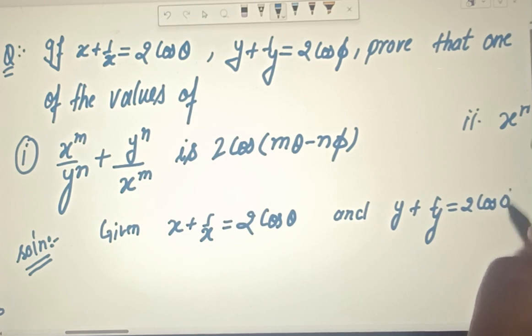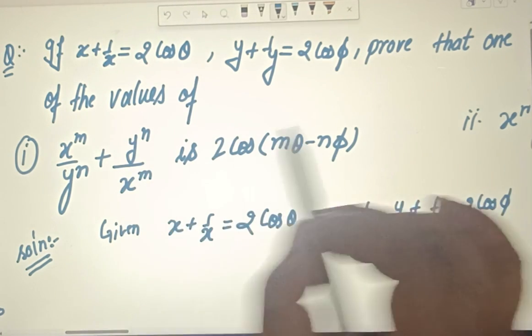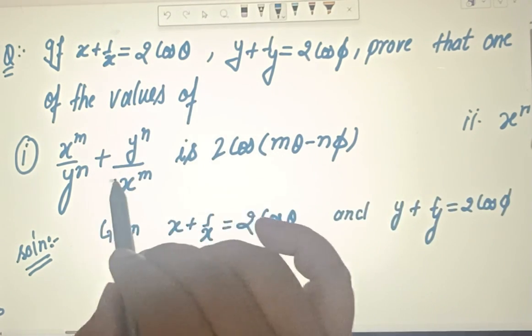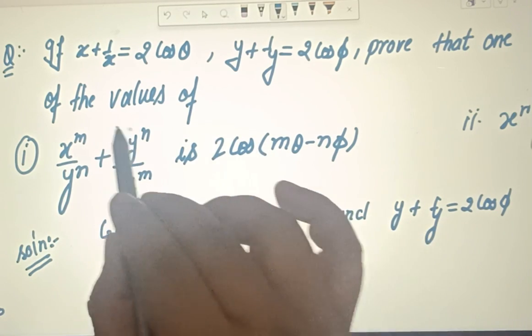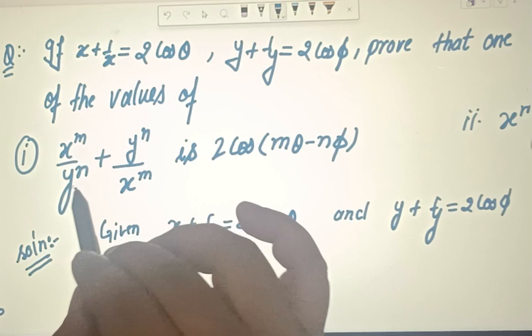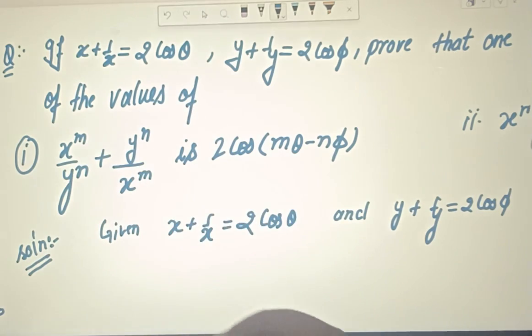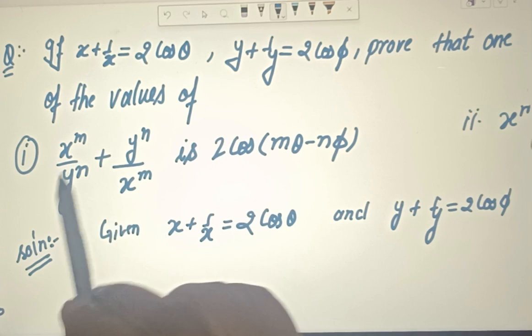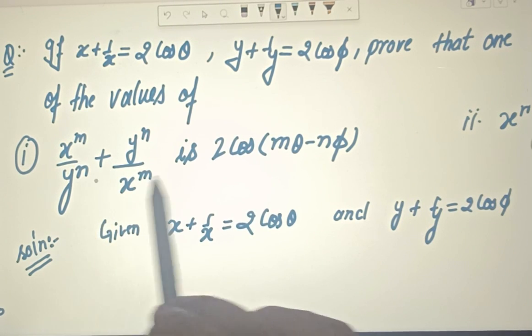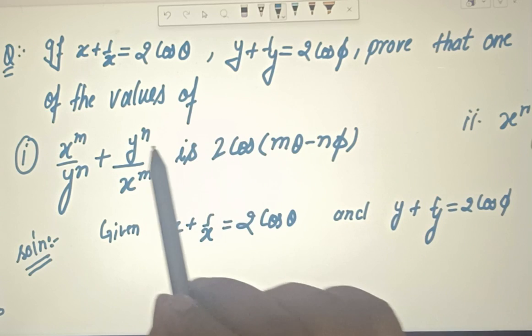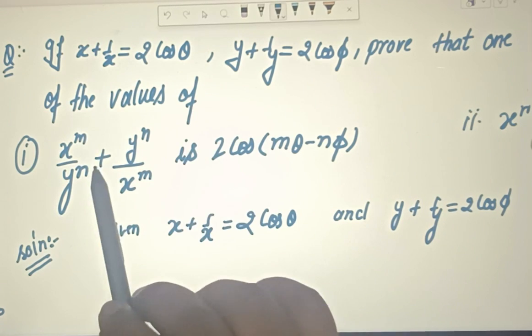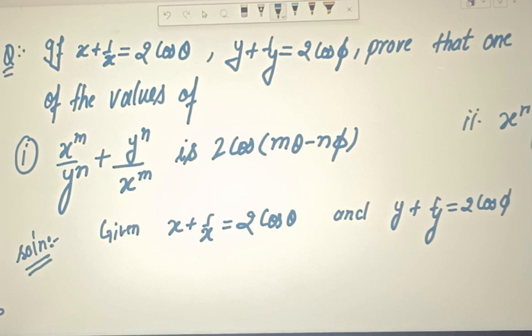It is given, and then prove that one of the values of this is this, not all the values. It means this part has more than one value. So one of the values is this, not all the values, and it is not always equal to this. Remember this point. In the question it is said one of the values of this is this. It is important.